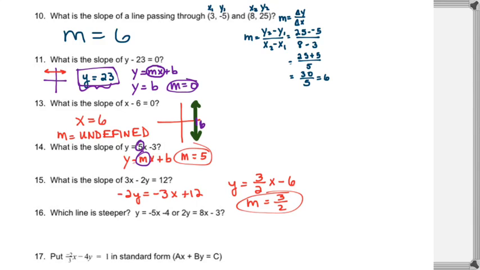Which line is steeper in number 16? This one has a slope of negative 5. The negative just means it goes up and to the left. The second equation, we still need to divide by 2. And we get 4x minus 3 over 2 when we solve it for y, so we've got to get rid of that coefficient. It has a slope of 4. So even though the slope of the first one is negative, the 5 being bigger makes it a steeper line, and so it is the steeper slope.